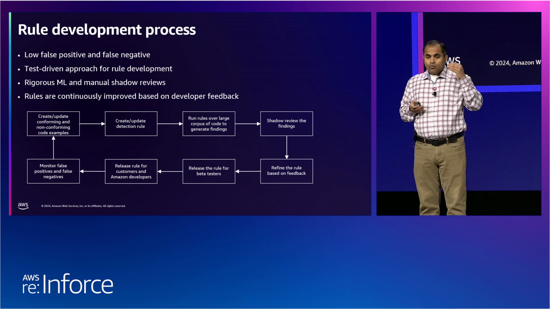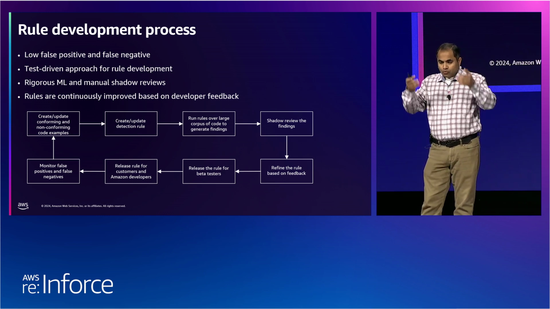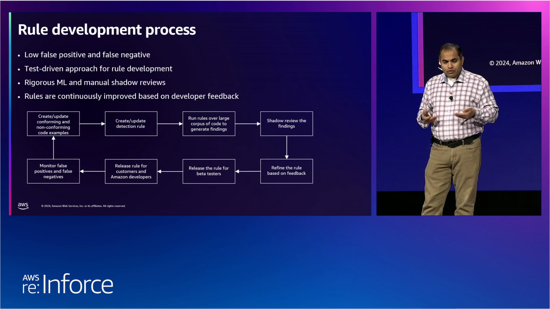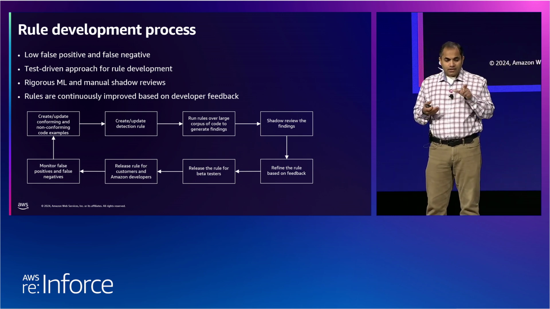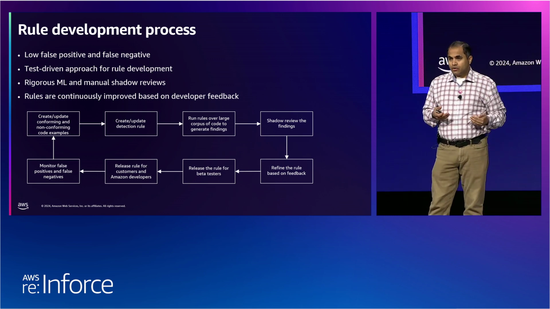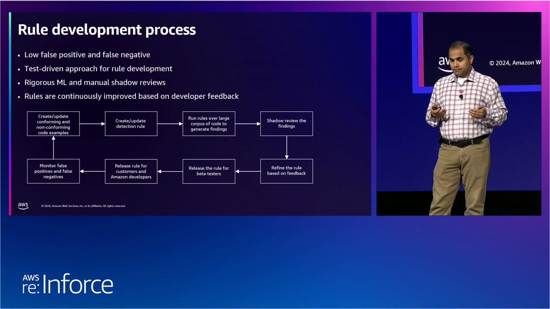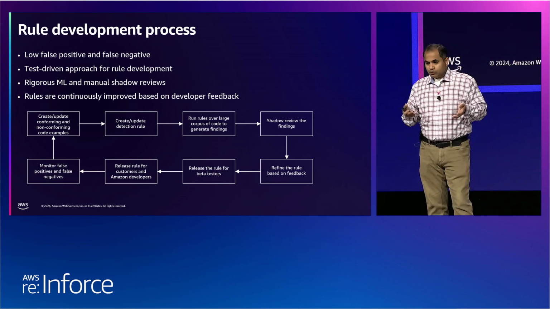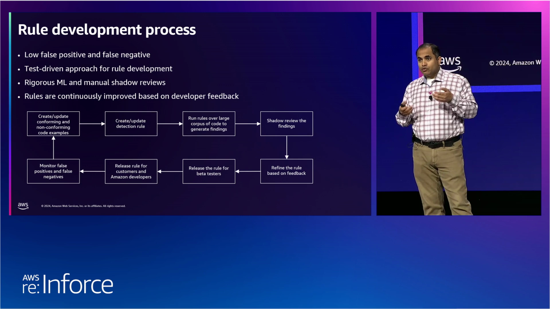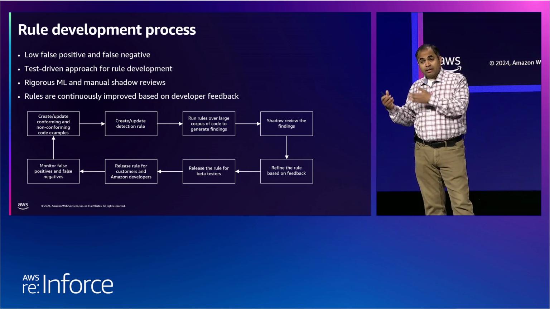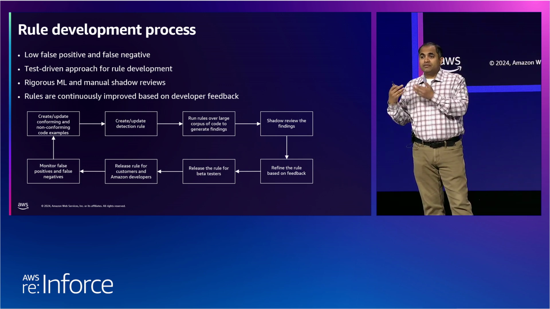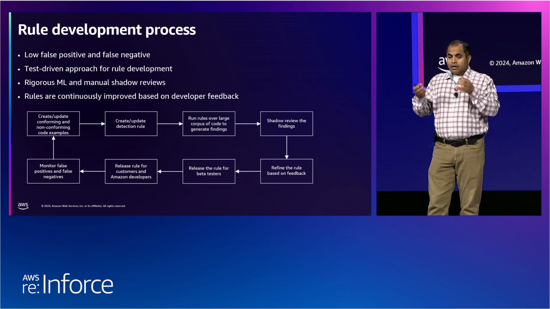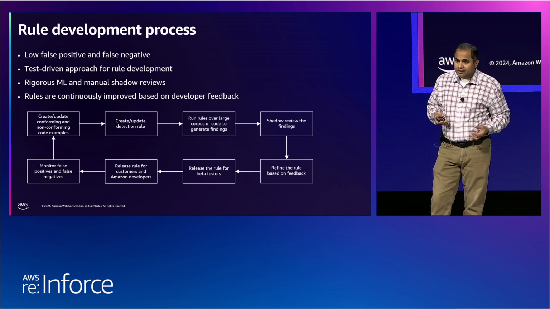Once we get those detections, we do the shadow review. Shadow review is the process where we look into the detection and check whether the finding is correct or not, whether it is a false positive or not. We do the shadow review using a manual approach, where we manually review, and we also use LLMs and generative AI to assist us with the shadow reviews. We have some automation in place for that. Based on the shadow review findings, we refine the rule.